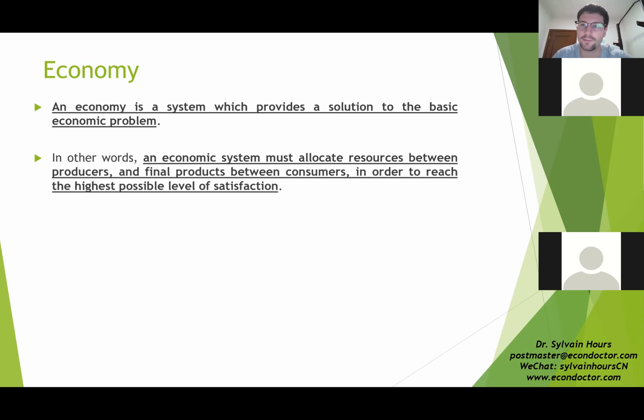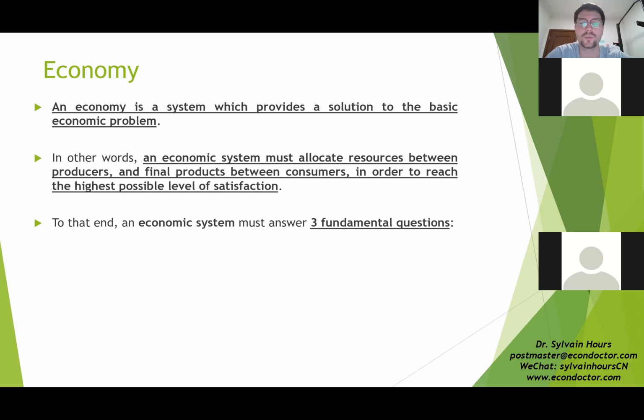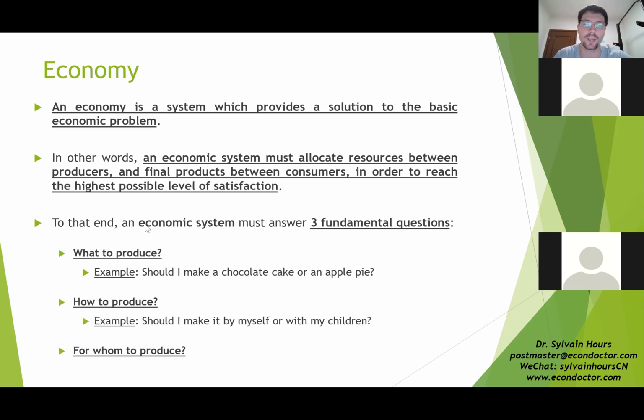So this is what my definition mentions: we have to allocate resources between producers and final products between consumers. Again, what is the objective? To achieve the highest possible level of satisfaction. And at that stage, you are ready to introduce the three fundamental questions: what to produce, how to produce, for whom to produce. What to produce and how to produce are about the allocation of resources between producers. And for whom to produce is the allocation of final products between consumers.